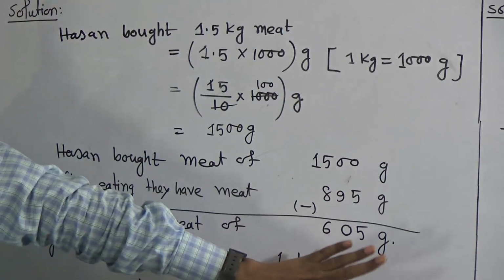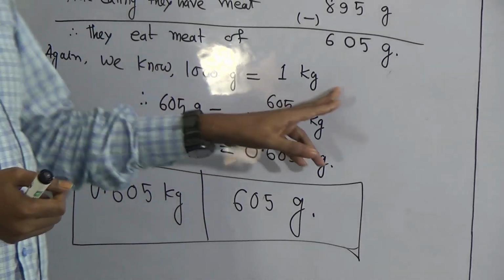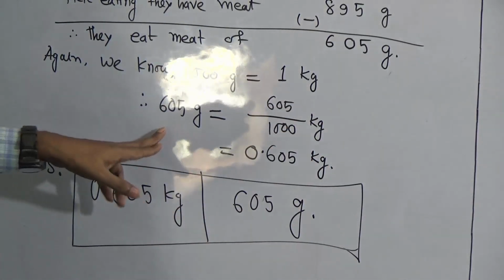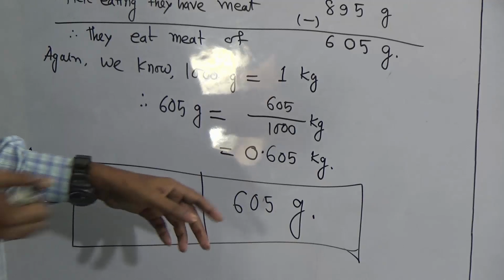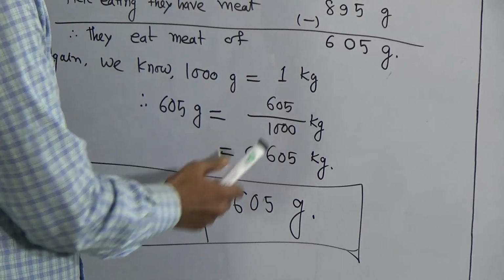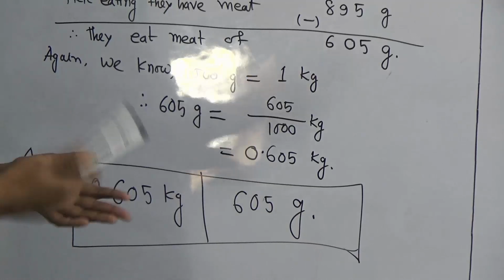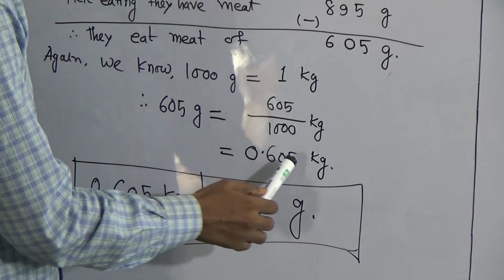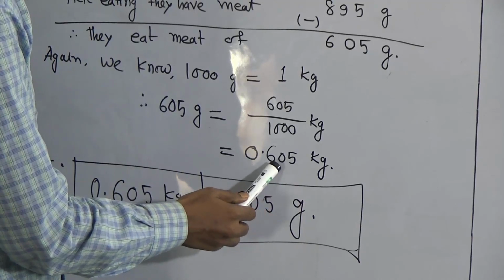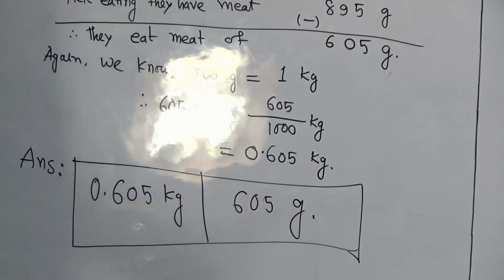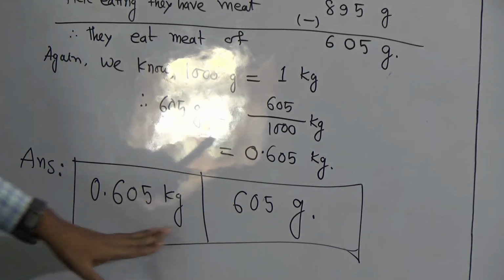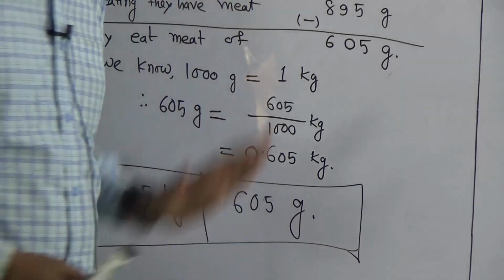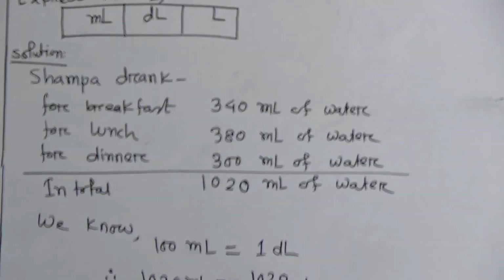You know this subtraction. Now again we know 1000 gram equal to 1 kg. Therefore 605 gram equal to what? 605 by 1000 kilogram. That means you see 1, 2, 3 zeros. So you have to put the point after 3 digits. Look, I have written 605, then 1, 2, 3 and put the point. Okay student? And according to the question I have written the answer 0.605 kg and 605 gram. Okay? Now question number 4.